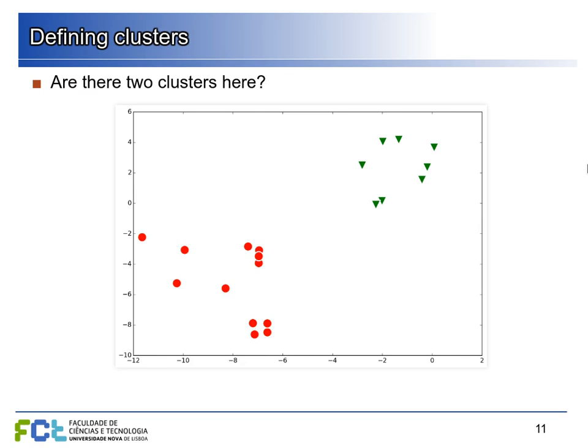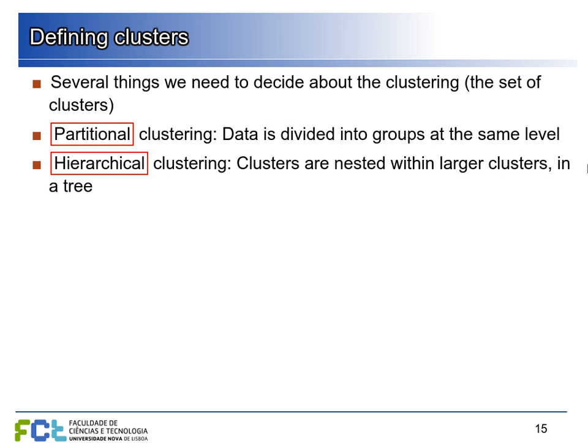For example, we could consider that in this data set we have two clusters, the red and the green. Or we could consider that we have three clusters. Maybe these four here are a bit further away from the others and could be considered another cluster, or 5 clusters, or 6 clusters. So there are many ways we could group these points into different numbers of clusters.